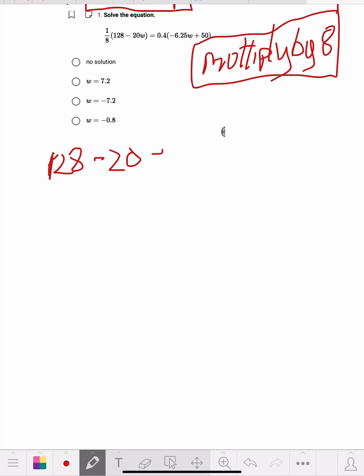Now, this is equal to 0.4 times 8, which is 3.2. Now, I still got my brackets over this side. I haven't got rid of them yet. Okay? I got a negative 6.25, plus 50. Now, hey, let's start getting rid of the brackets.